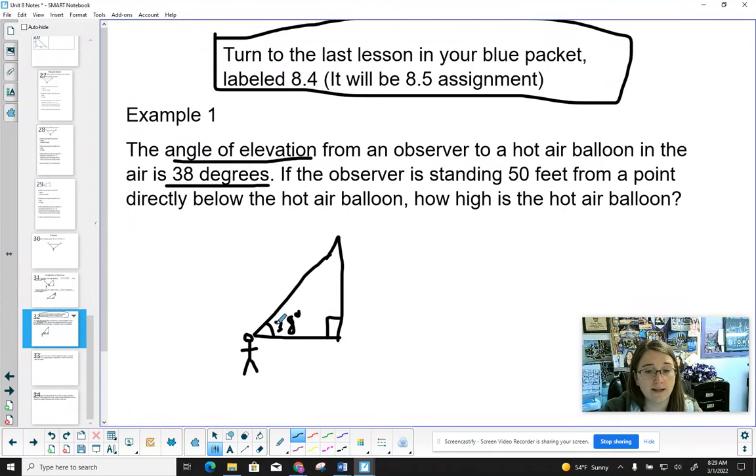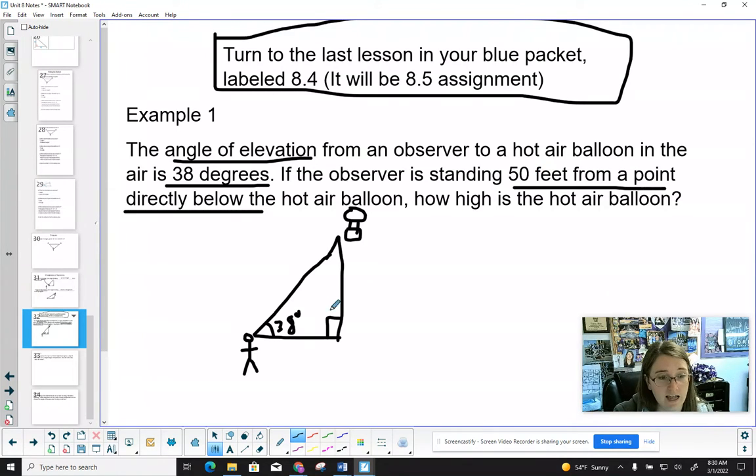Okay, so far so good. That is the angle of elevation. The hot air balloon is up here. If we want to, we can draw a hot air balloon. There we go. Little hot air balloon there. I'm looking at it. The observer is standing 50 feet from a point directly below the hot air balloon.